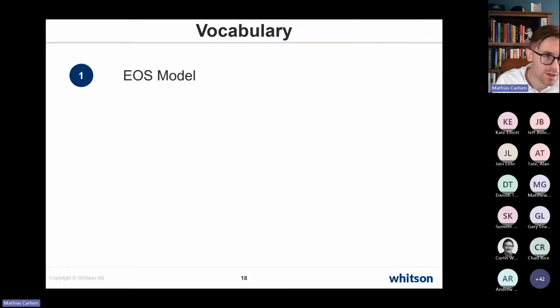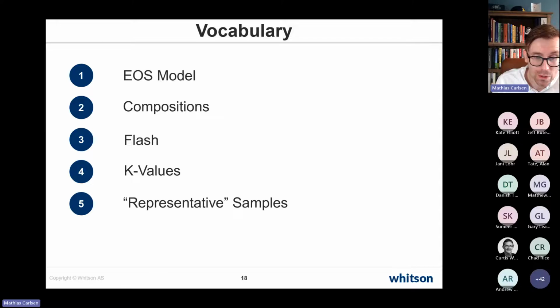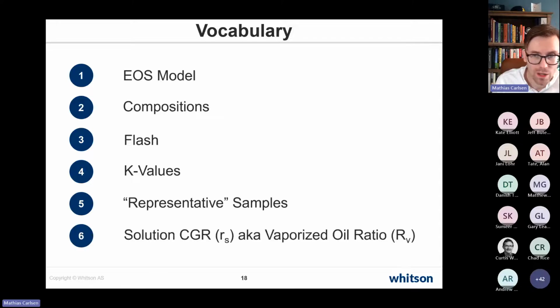And those items are: an equation of state model, the word composition, the word flash, the word K values, a representative sample, and what we call solution CGR, or the vaporized oil ratio. Okay. So these are 6 words that, if you've never heard them before, can be a little bit confusing, but hopefully by the end of the course, you've heard them 2-3 times, such that you're at least a little bit familiar with them. And we've tried to list this in an order that makes sense.